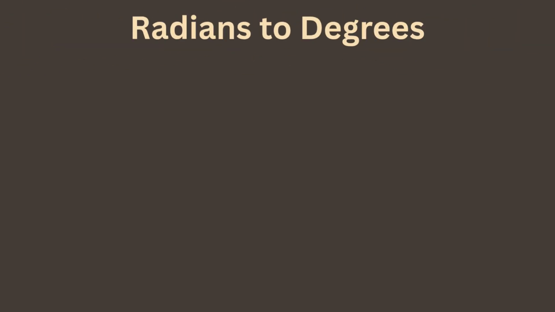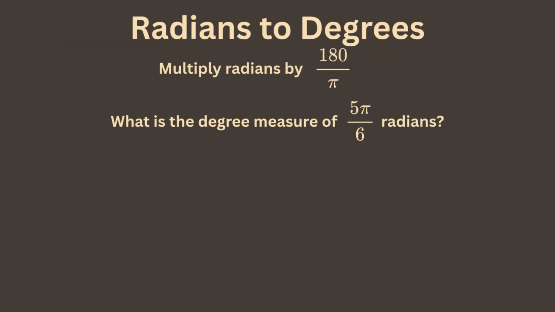Radians to degrees. Multiply radians by 180 over pi. If the test tries to stump you with the question, what is the degree measure of 5 pi over 6 radians? First, just convert radians to degrees. Multiply by 180 over pi. The pi's cancel out, and now we just multiply and get 150 degrees. So 5 pi over 6 radians is 150 degrees. Remember this trick anytime you see a pi in the angle. It's a sign you should be thinking in degrees.